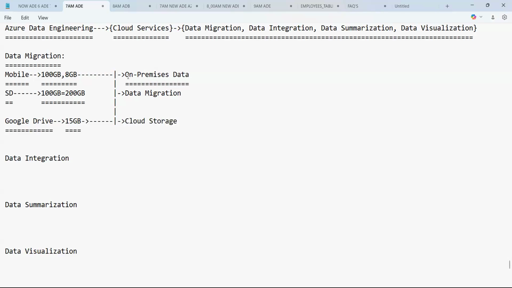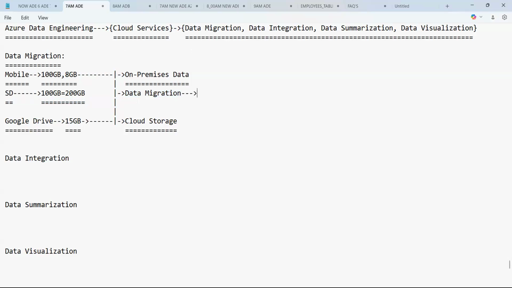Whenever we move the data from the on-premises to the cloud storage, this is called the process of data migration. Now, why do we go with data migration?